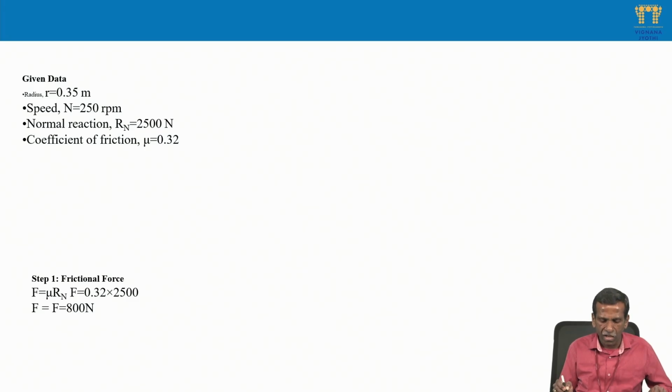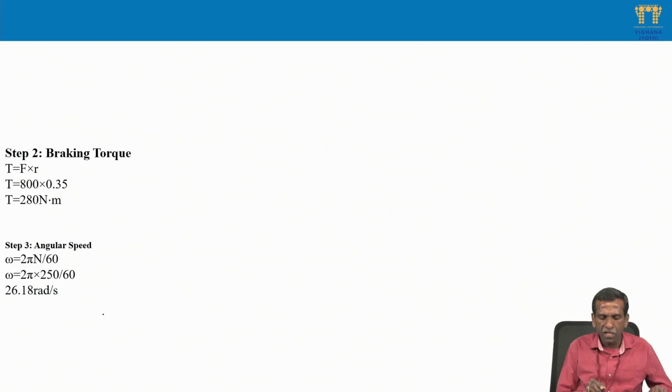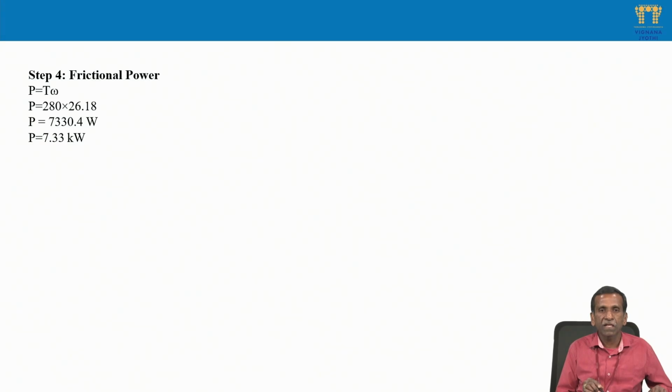So these are the values. You will get tangential or frictional force equal to 800 newtons, and frictional torque needed is 280 newton meter, and this omega, angular velocity in radians per second, is 26.18. If you substitute the relevant values in the relation, then the frictional power needed to stop the brake is 7.33 kilowatts. This is a very simple problem.